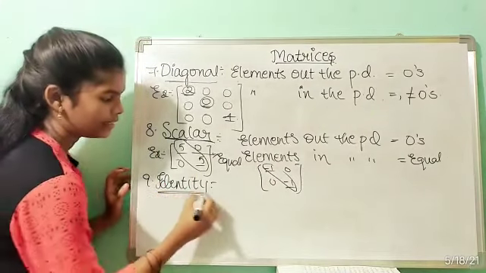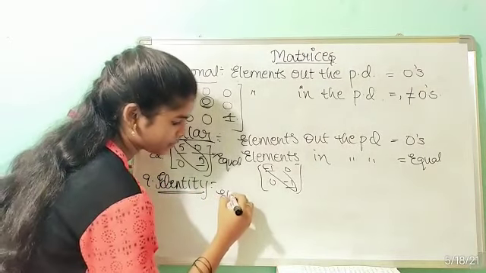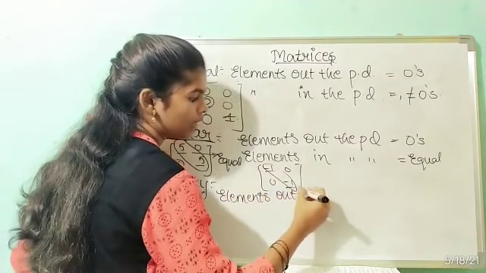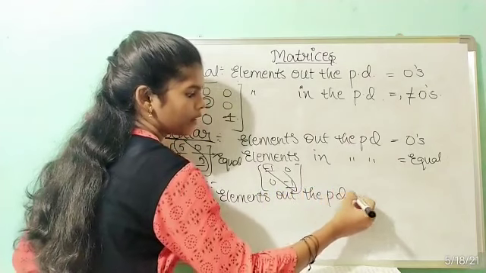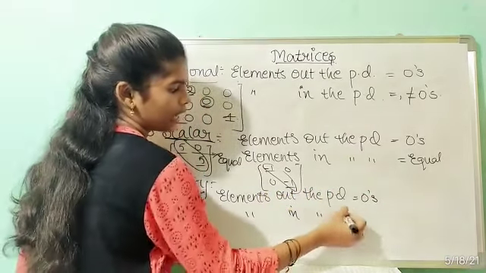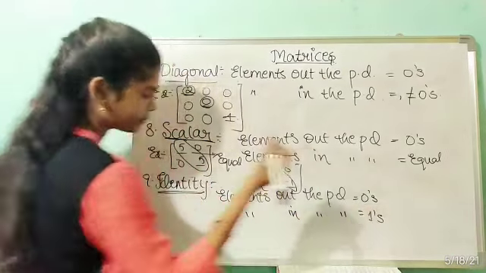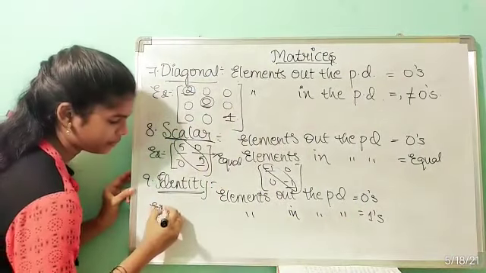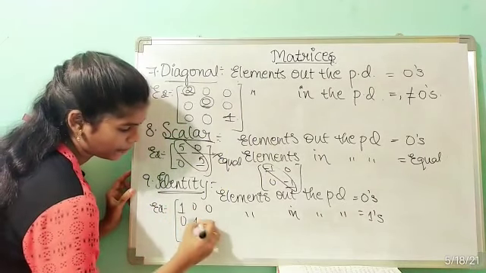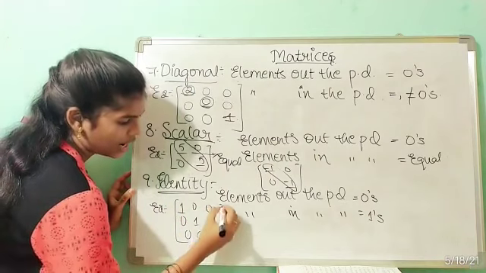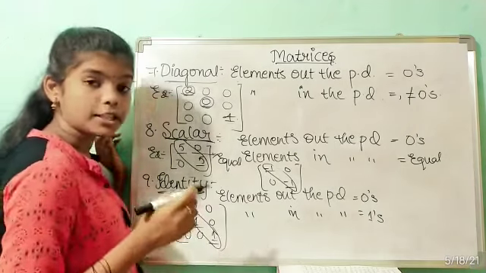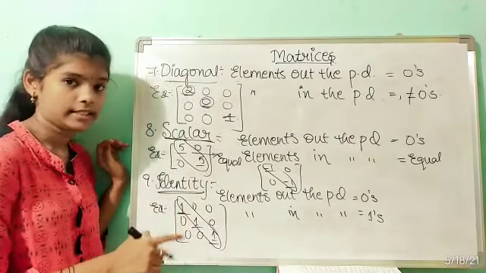Coming to the identity matrix, elements outside the principal diagonal must be equal to zeros, whereas inside the principal diagonal must be equal to ones. For an example, other than the principal diagonal, everything must be covered with zeros and the principal diagonal must be covered with only ones.